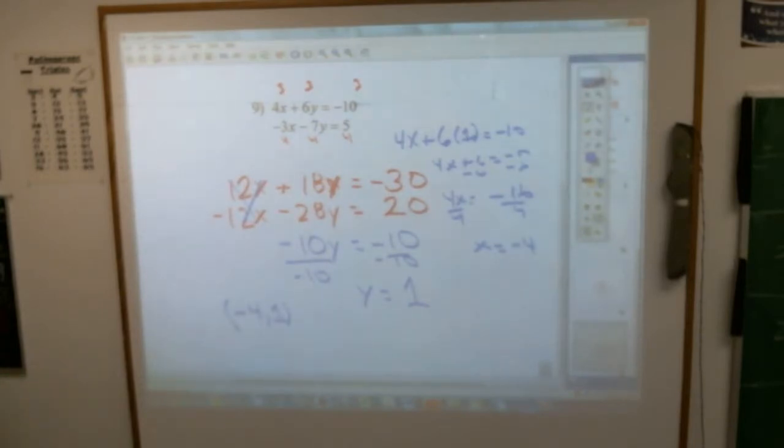Jake, sir? On our test sheet, can we put it like x equals, as opposed to giving it as a coordinate? Yeah, that's fine.